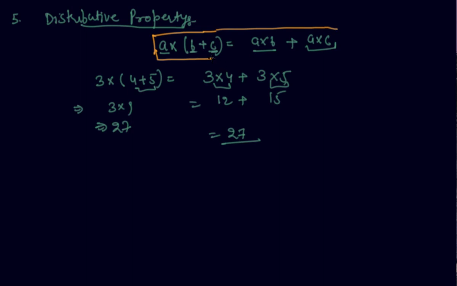Students, till now we discussed five properties based on multiplication. First was commutative, then multiplication by 0, then identity, multiplication by 1, then the associative property, then the distributive property. I hope you are pretty clear about these properties, and I will discuss some examples and questions based on these properties which might come in the exam. So stay tuned for my next lecture based on questions on these properties of multiplication.